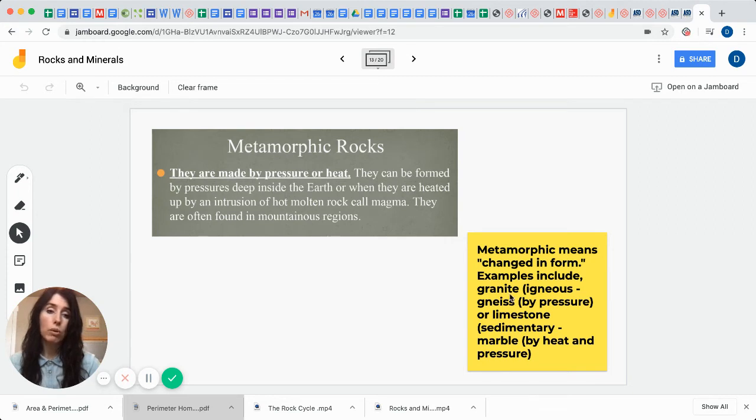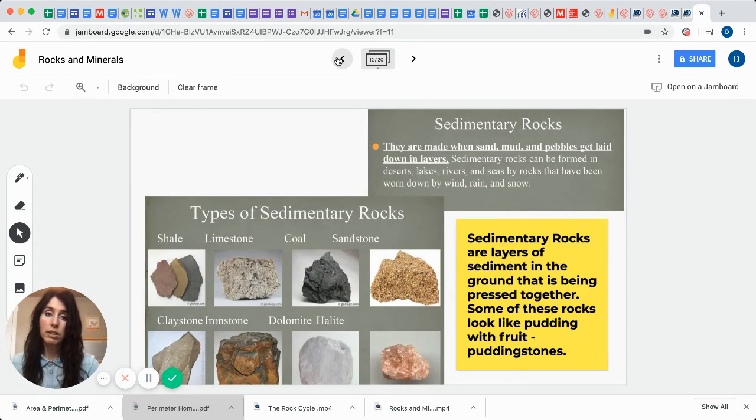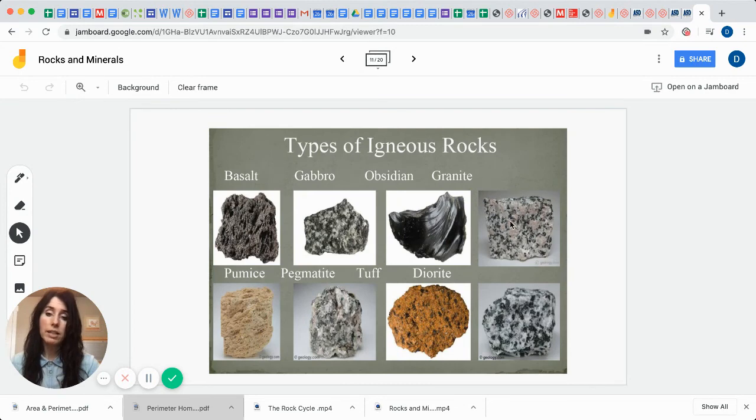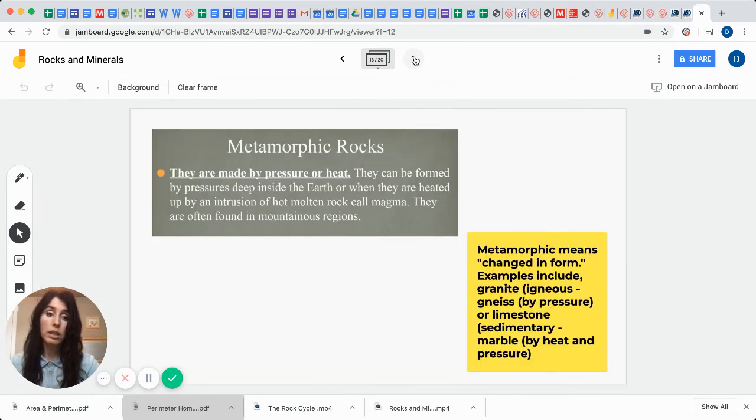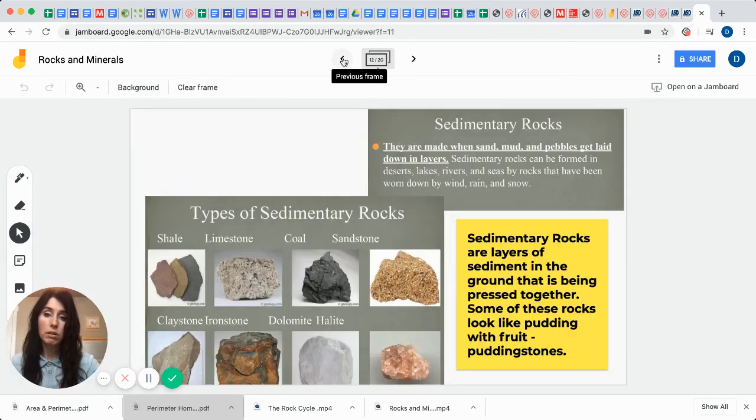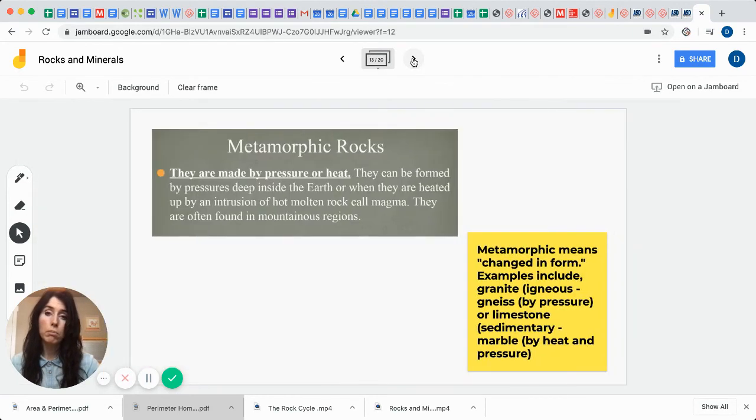Okay, so its examples include, if you have granite, which is igneous, the byproduct would be gneiss. So if you take granite, which is back here, and I apply heat and pressure to it, it's going to change to gneiss. If I take limestone, which is right here, a sedimentary rock, and I put it through heat and pressure, it's going to change to marble.